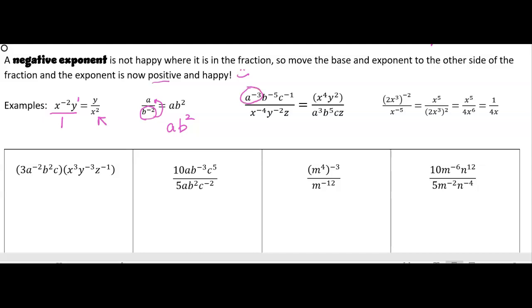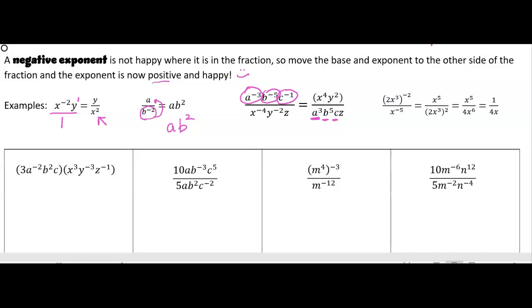So a to the negative 3 is not happy. We bring it down to the bottom of the fraction, it becomes a to the positive 3. B to the negative 5 is not happy in the top of the fraction. Bring it to the bottom of the fraction, it becomes b to the positive 5. C to the negative 1 is not happy in the top of the fraction. So bring it to the bottom, and it becomes c to the first.